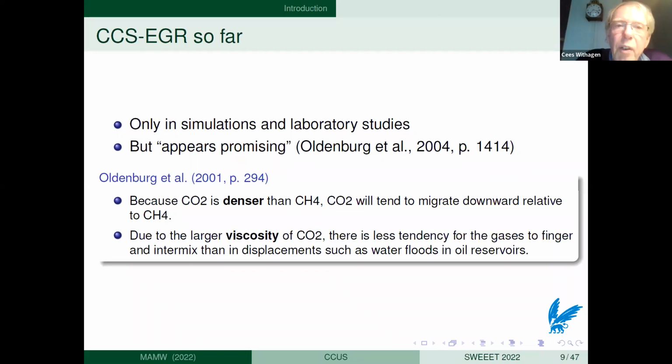So far, there are only simulations and laboratory studies, and some people argue that this appears to be promising, but there is a problem because CO2 is denser than CH4, which is also a greenhouse gas, and then the CO2 will tend to migrate down relative to CH4.